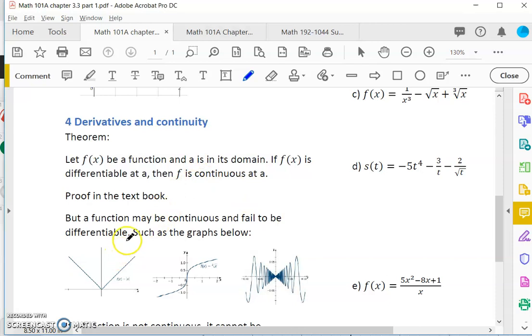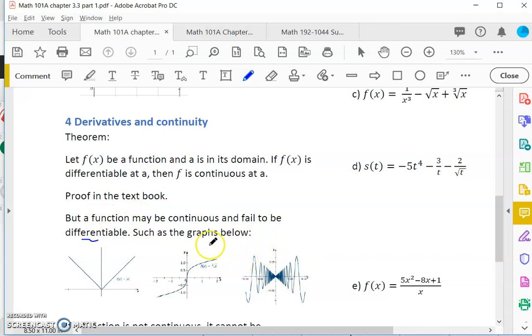So obviously, if a function is not even continuous, then of course it's not differentiable, because you can't really draw any limits. You can't really draw any tangent line, right? If there's a break or if there's a jump, how can you draw a tangent line? But there are cases where a function is continuous, but it's not differentiable. That means you cannot find f prime of x. So these are the 3 graphs below.